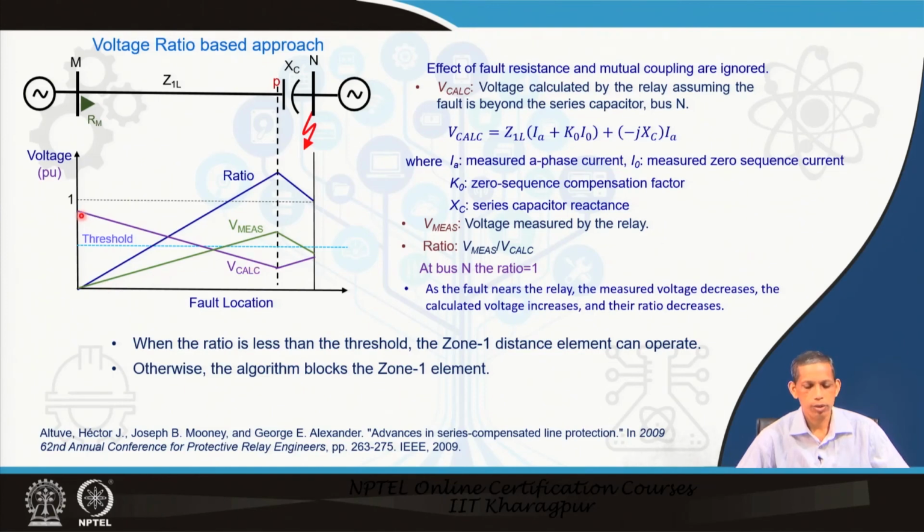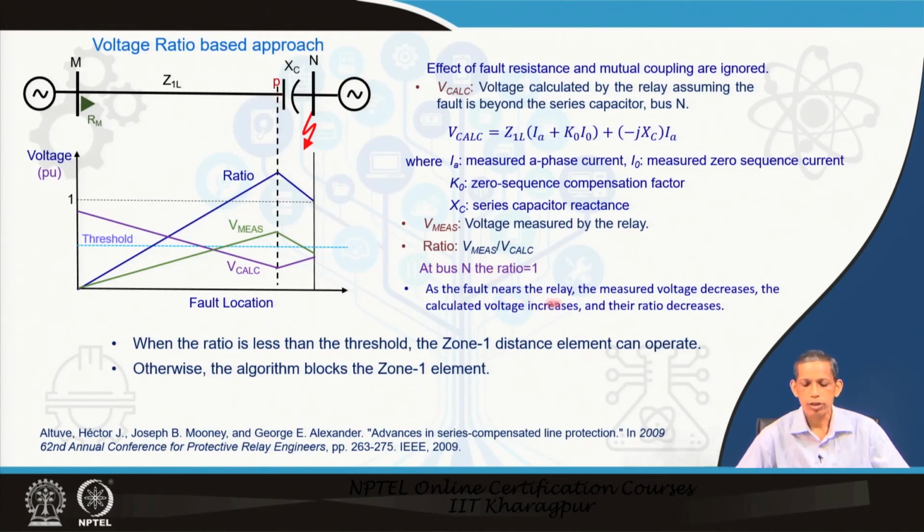Here, V calculated becomes a large value because of the minus j x c and all these things. So, V calculated goes from a large value to a small value till the point p, and then it increases at this point. However, the measured voltage, if the fault happens to be here, collapses. So, from 0 value it increases, and after the capacitor it again decreases. So, at bus N the ratio becomes 1 theoretically.